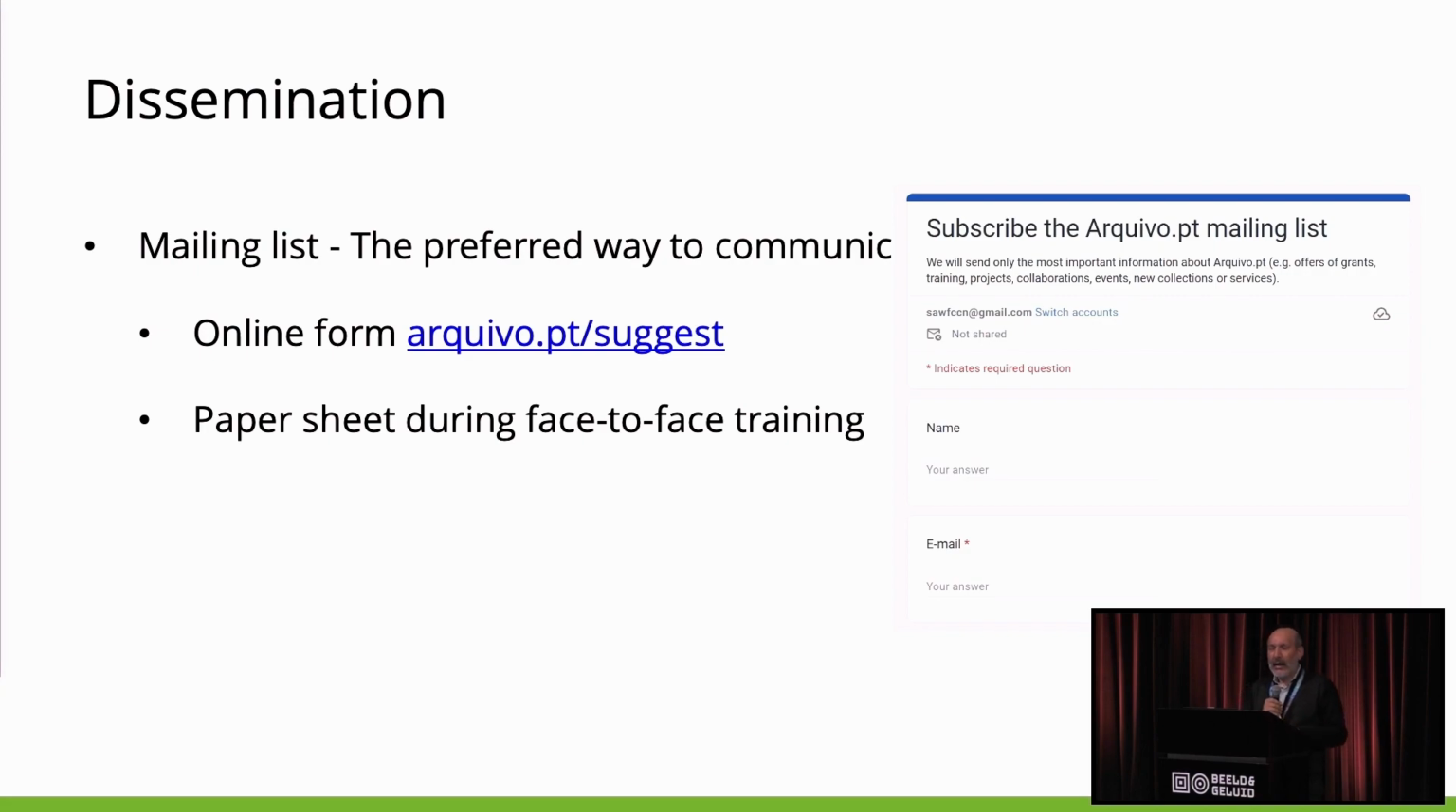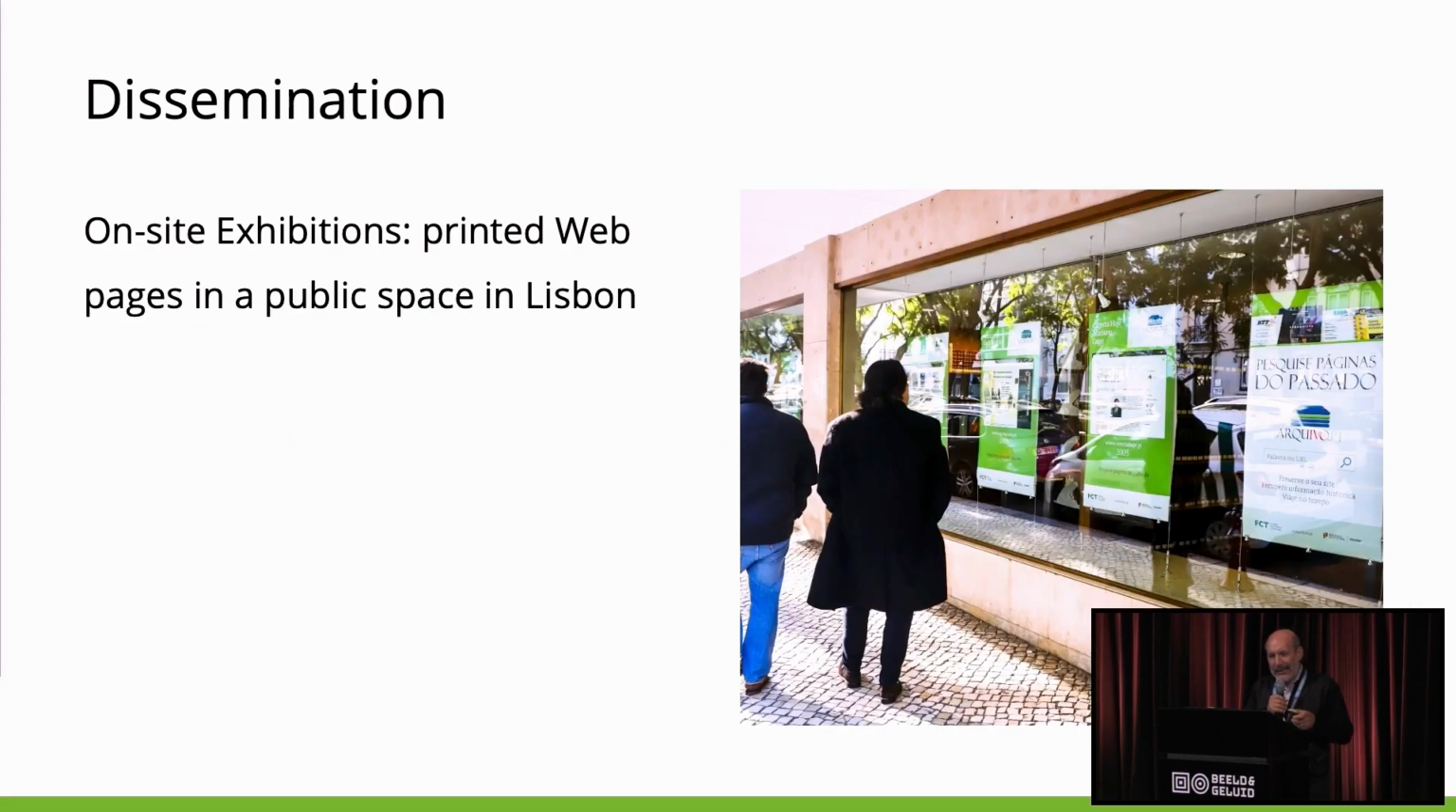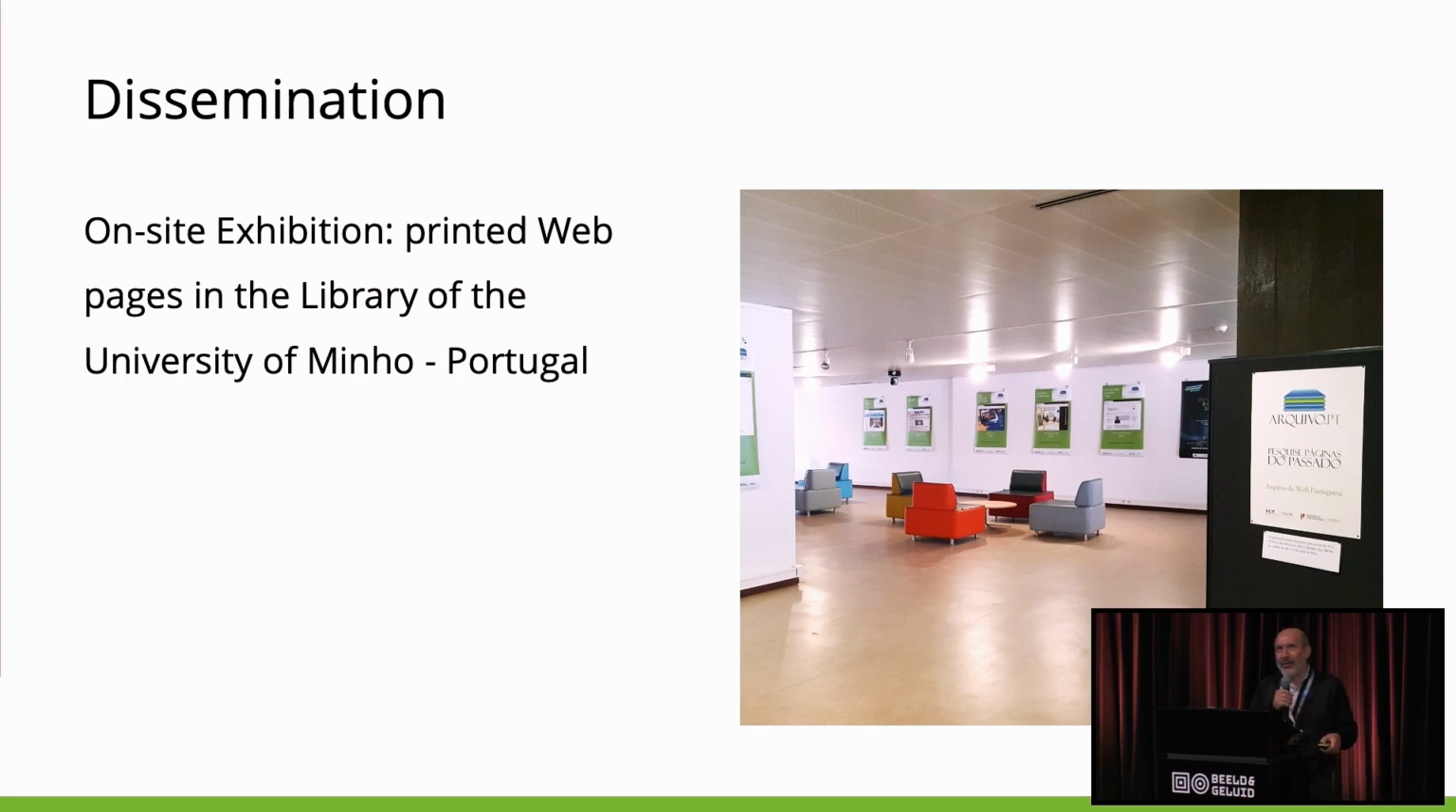Then another tool for dissemination is Google Form, or a paper where people can sign. Here I don't have a paper, but you have your devices. You can suggest, and you can subscribe to our mailing list. Okay, our means of dissemination is like this: the street. Arquivo goes to the street. We put up this kind of outdoors, and it was very interesting. And our community manager helped with the contacts to do this.